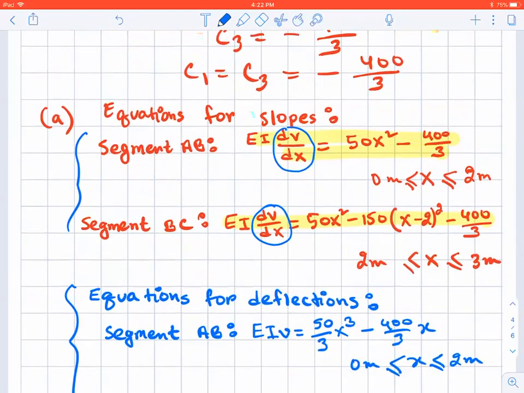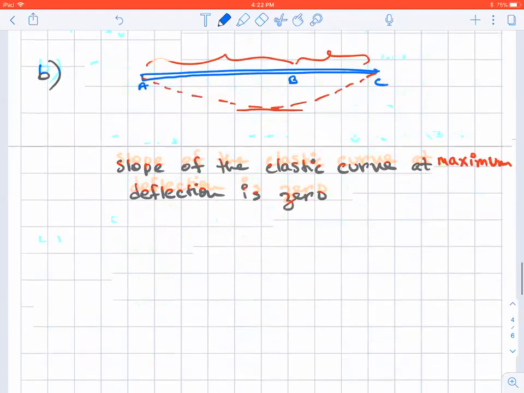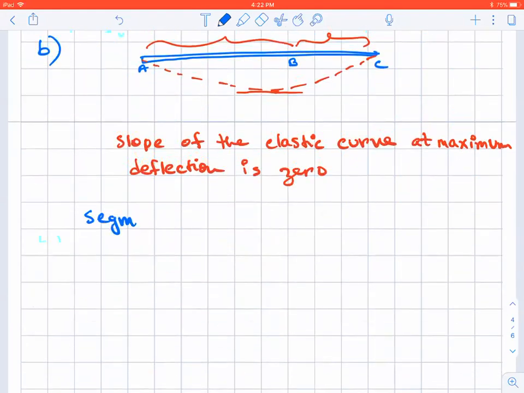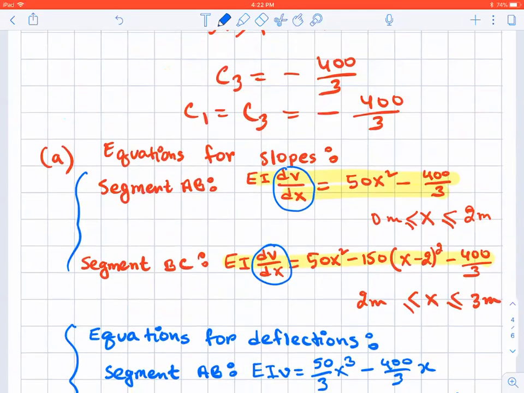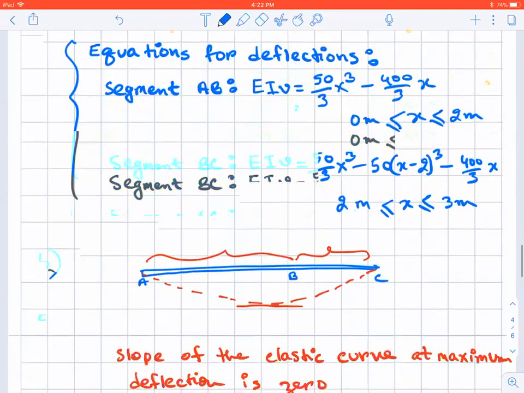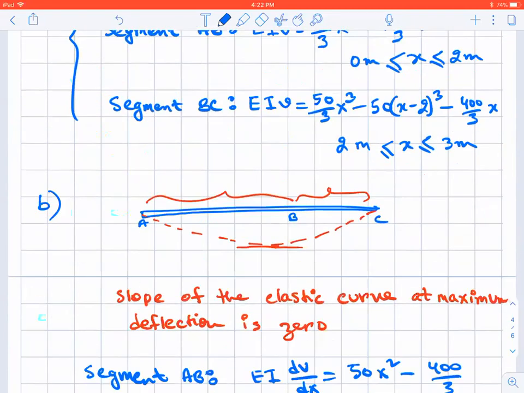So I'm going to put this EI dV dx. For segment AB, the equation of the slope is 50 x squared minus 400 over 3. Professor, Dakota wants to know why the slope is 0. Slope is 0 because wherever the maximum is, it will look something like this, right? So at the maximum, you're going to see a slope of 0.